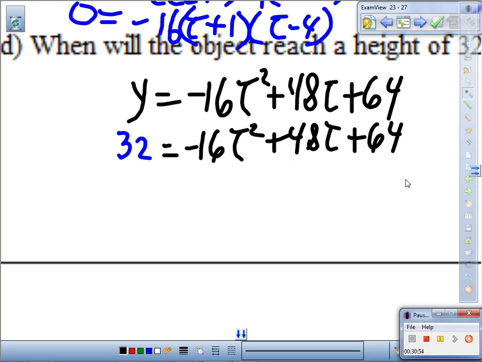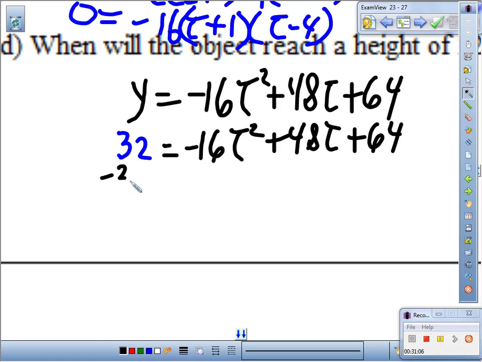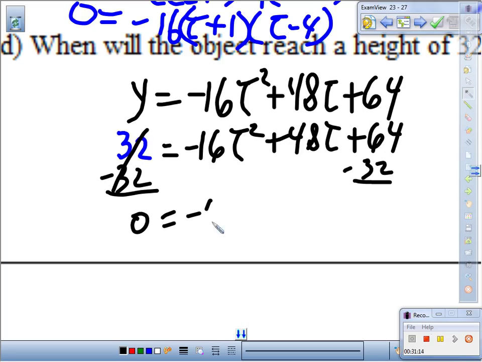All right, so let's do this. To solve any quadratic equation, which is this one, we need to set it equal to what? 0. So what do I need to do here for 32? Minus 32, minus 32. We end up with 0 equals negative 16t squared plus 48t plus 32.